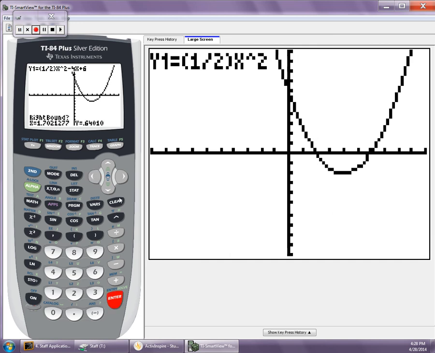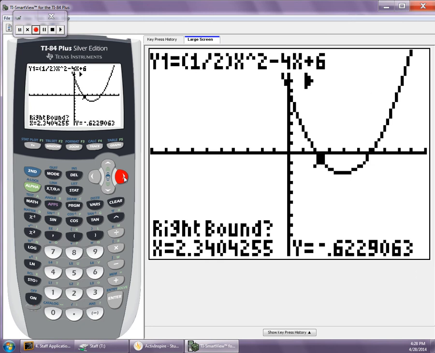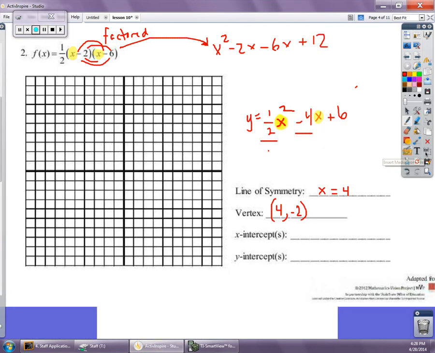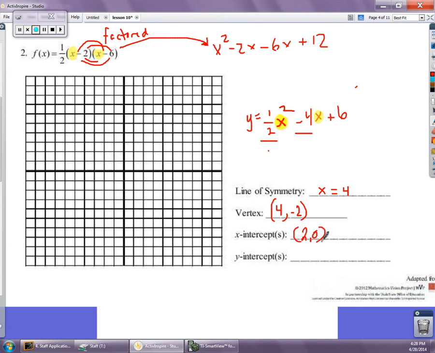So I could hit enter. Right bound, if I click right, I'm going to go a little bit to the right of it. I'll click enter and then guess. I'm going to click enter one more time, and it tells me one of the zeros is 2, 0. So that means one of the x-intercepts is at 2, or I can write it as 2, comma 0 if I was going to put the point.